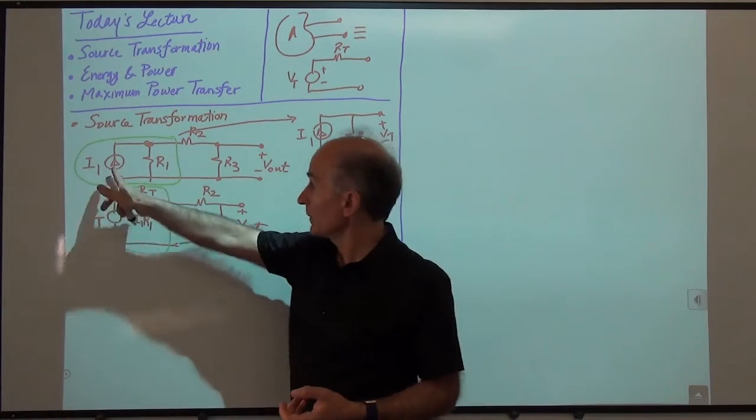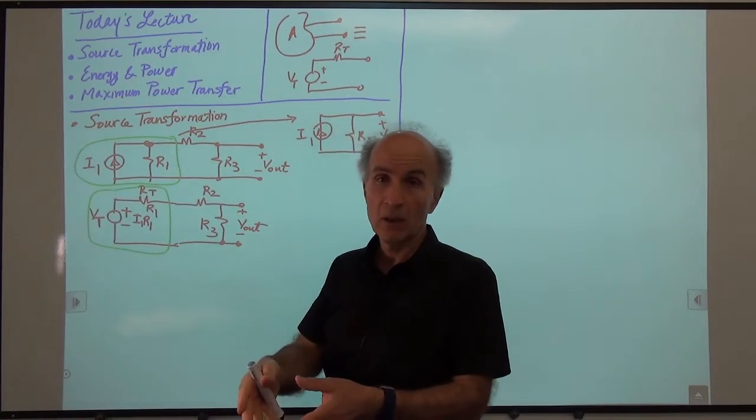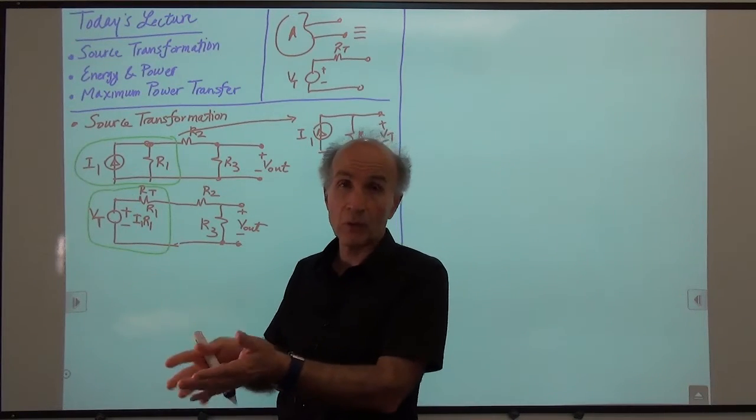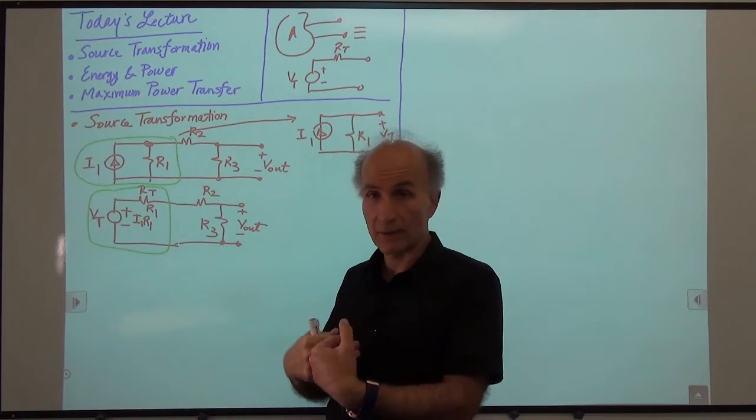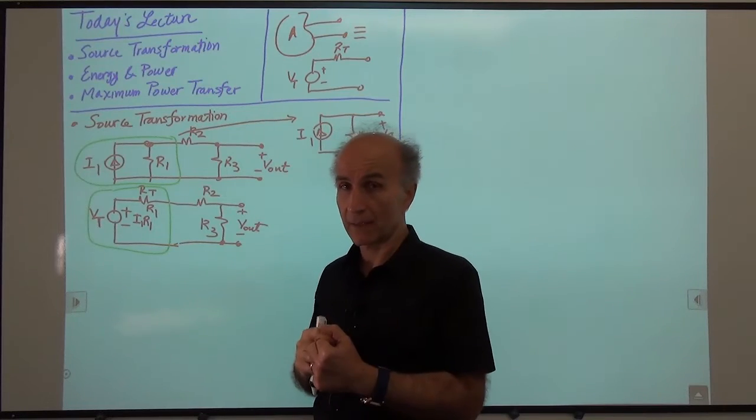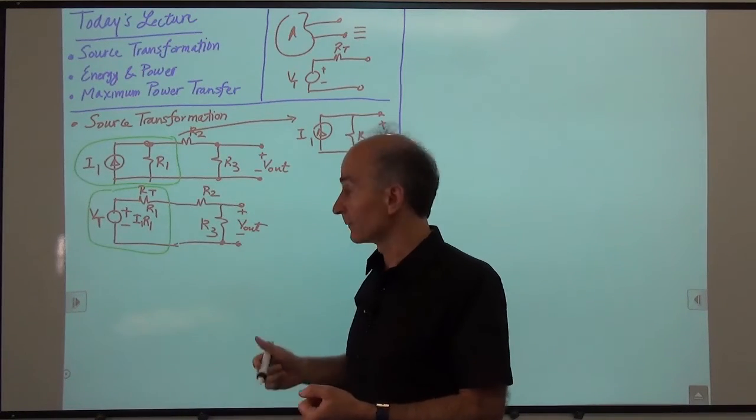So anytime you have a current source and a resistor in parallel somewhere, maybe it's good to stay with it, or maybe if you convert to a Thevenin equivalent, the result will be simpler to analyze. And of course, vice versa.